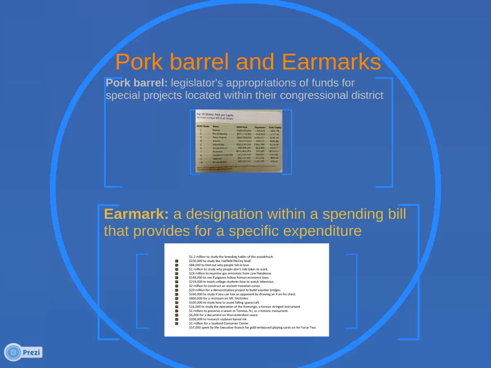Members frequently use transportation bills as a means of creating pork barrel projects for their district. One analysis estimates, for example, that every $1 billion spent on highway and mass transit projects creates about 47,500 jobs. And members of Congress are happy to take credit for the jobs and for highway and mass transit improvements when running for re-election.